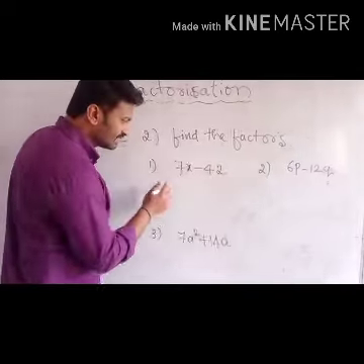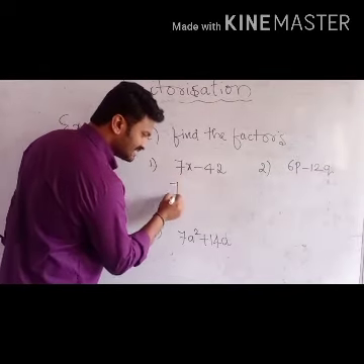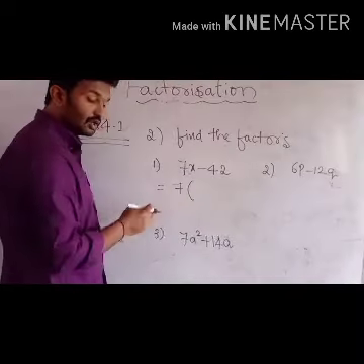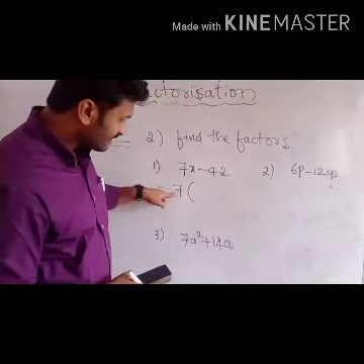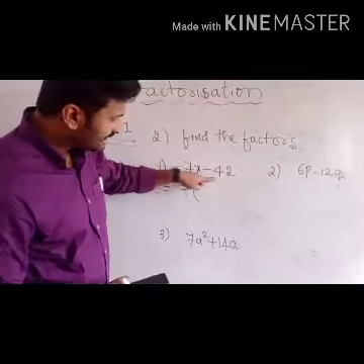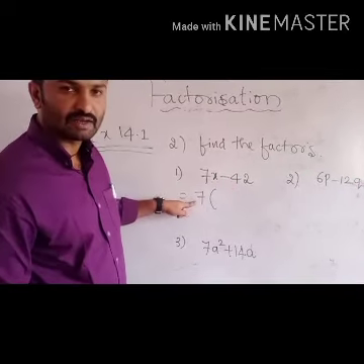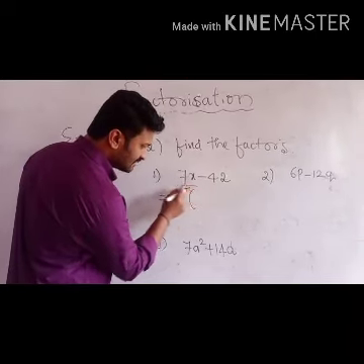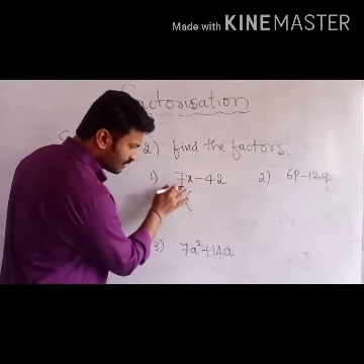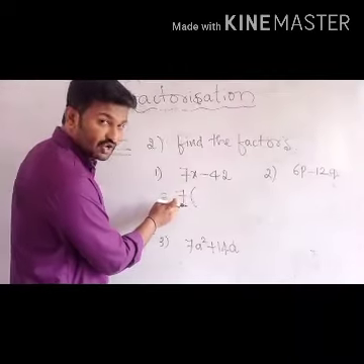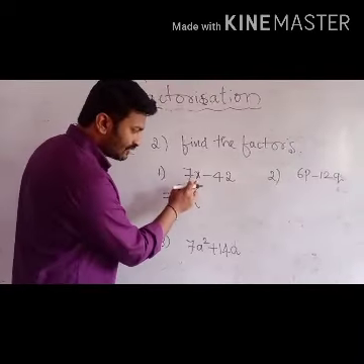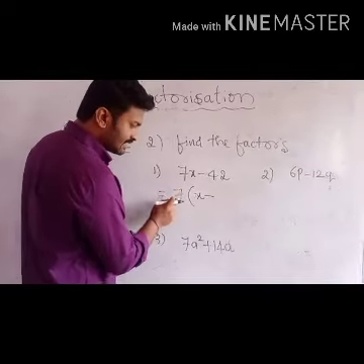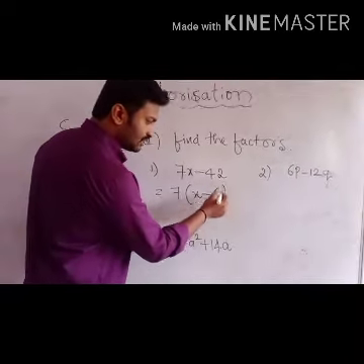What is the common? Both 7 and 42 are divisible by the 7 table. I will take common 7 outside. Why 7 outside? 7 is divisible by 7, and this 42 is divisible by 7. And what remains in the first term? This 7 is there already outside, 7 is a common. And what remains here? X remains. And minus 7 sixes are 42.